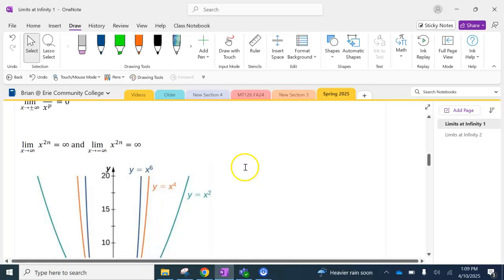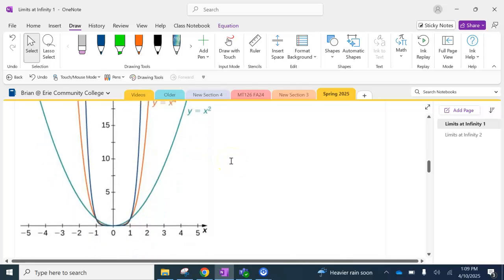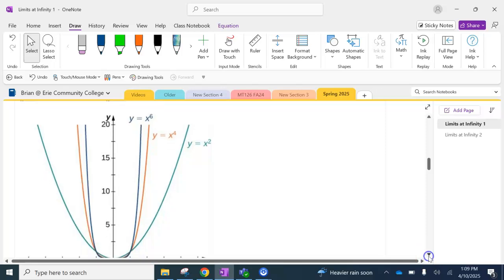Some other basic facts for polynomials. If we have an even power, then you're going to go to infinity going both left and right. And we know that from our graph of x squared, x to the fourth, as pictured on the screen here. Let's try to scroll down just to here like that.